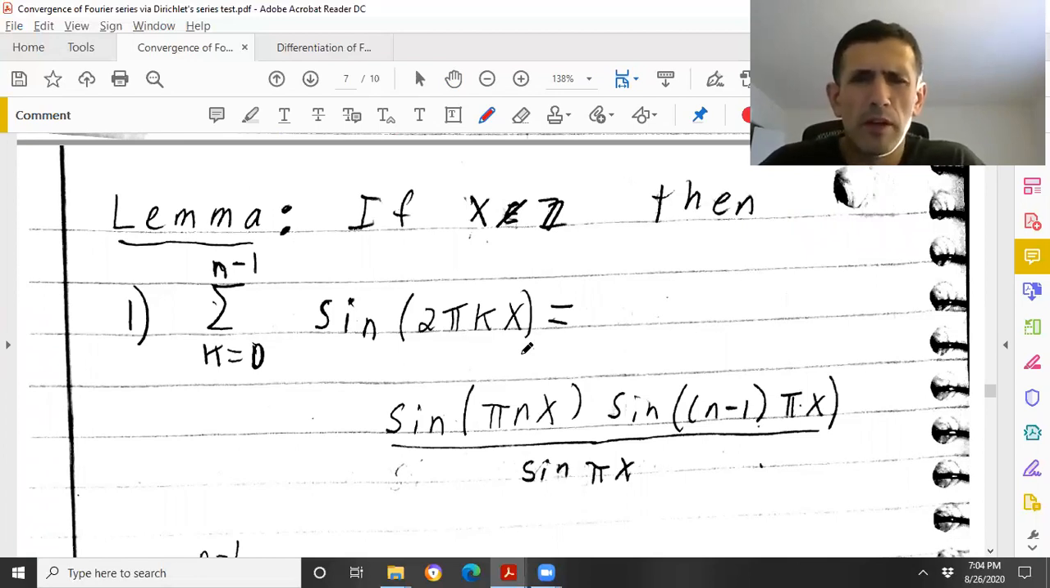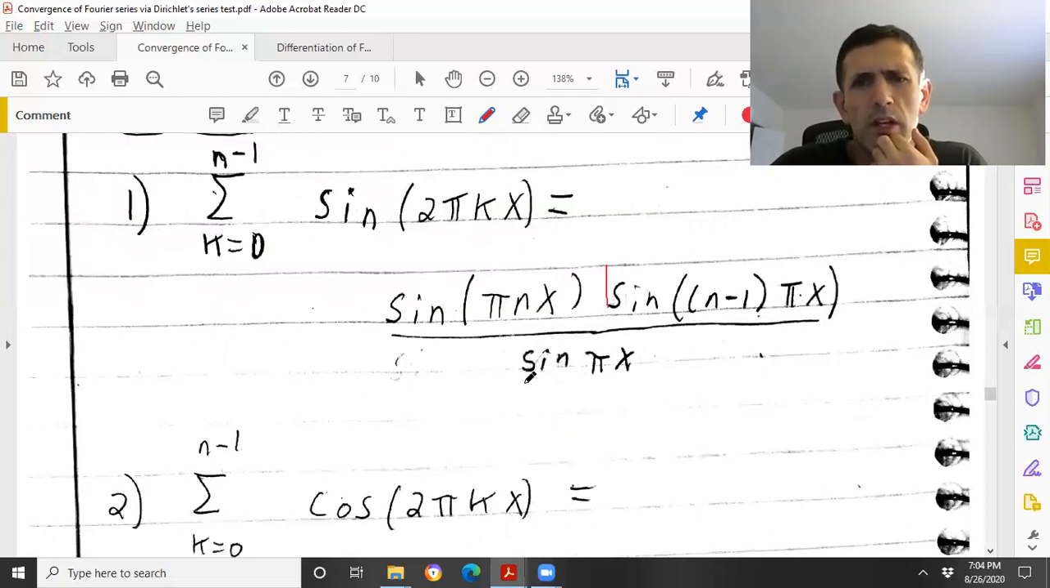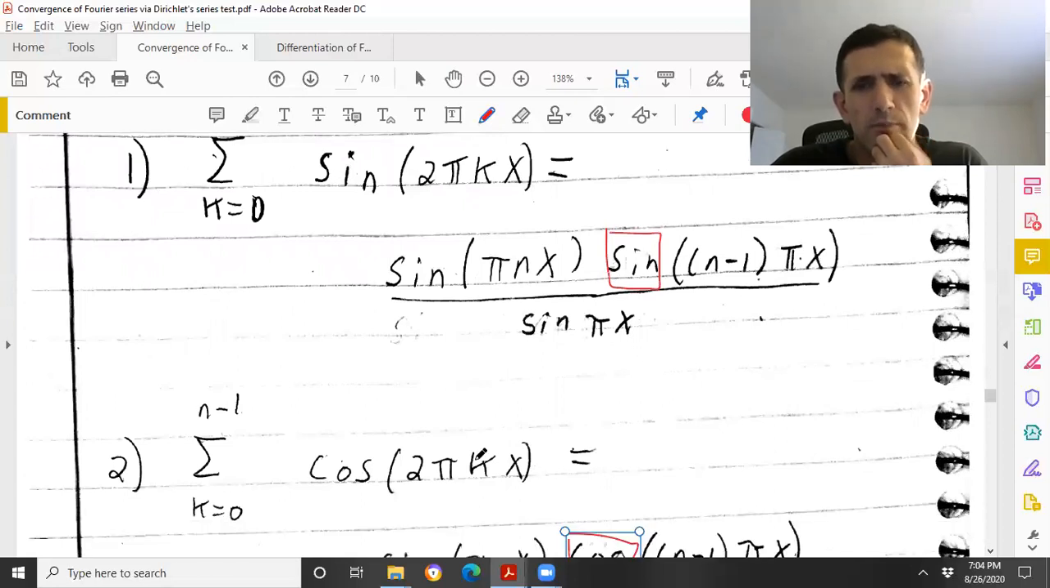But anyway, the sum k equals 0, which is really the same as k equals 1, because when k equals 0, sine 0 is 0. The sum here just becomes sine(pi n x) sine((n minus 1) pi x) over sine(pi x). Basically the same thing, except we have cosine here versus a sine here. So same thing, when instead of sine, we have cosine.